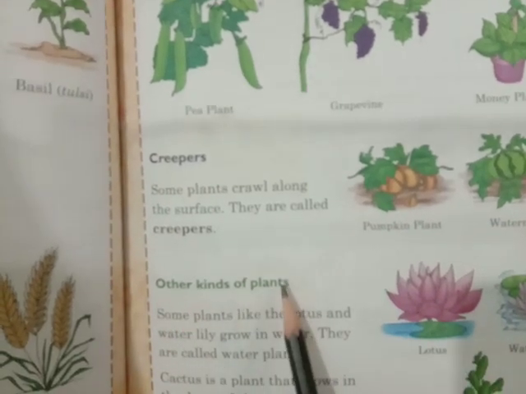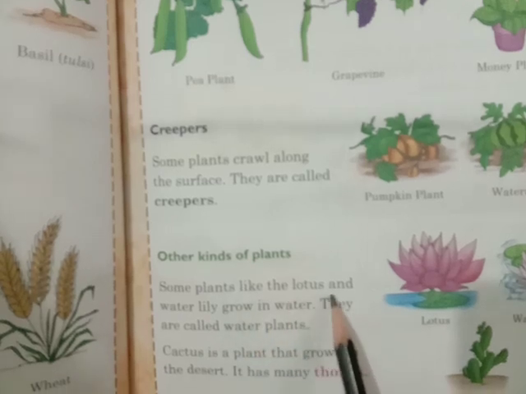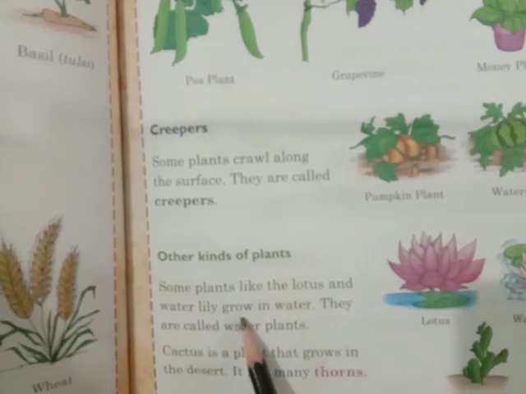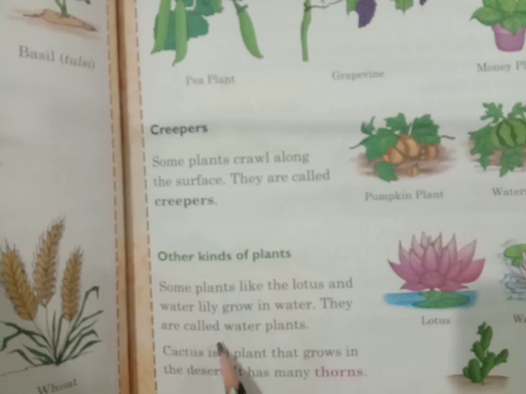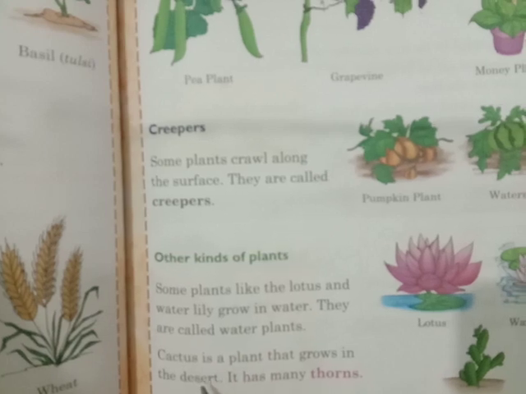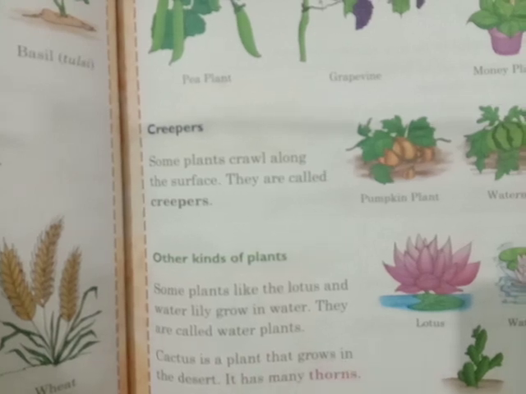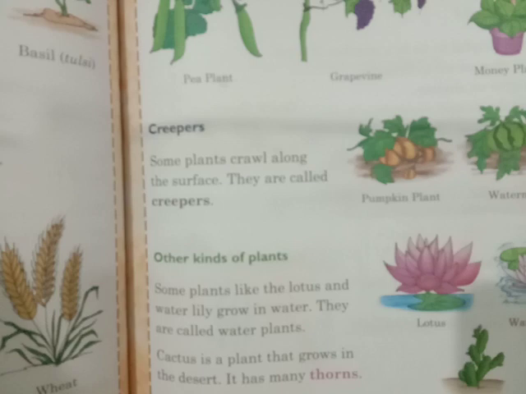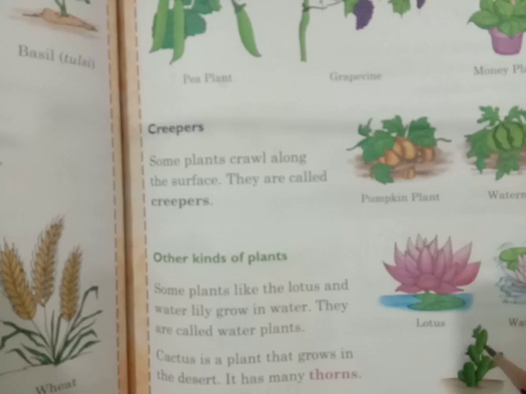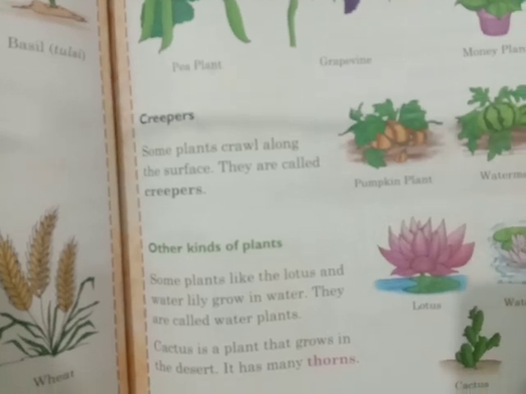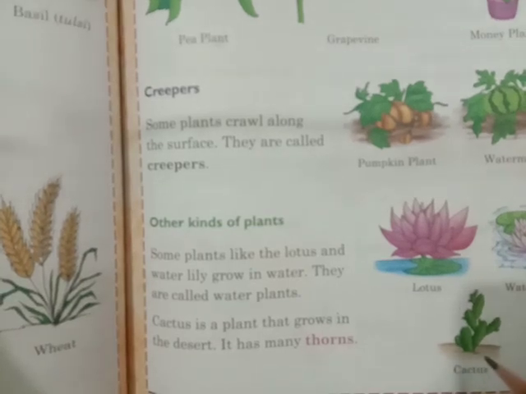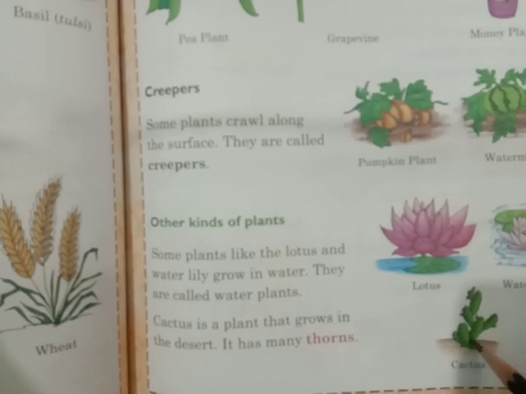Other kinds of plants. Some plants like the lotus and water lily grow in water. They are called water plants. Cactus is a plant that grows in the desert. It has many thorns. The thorns store water, and so the cactus plant does not need much water. It can survive for many years without water. And cactus are seen only in desert regions.